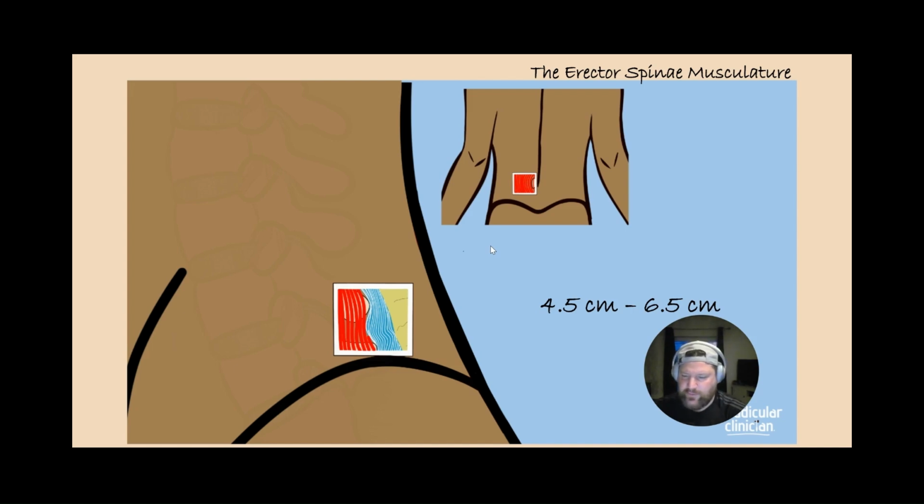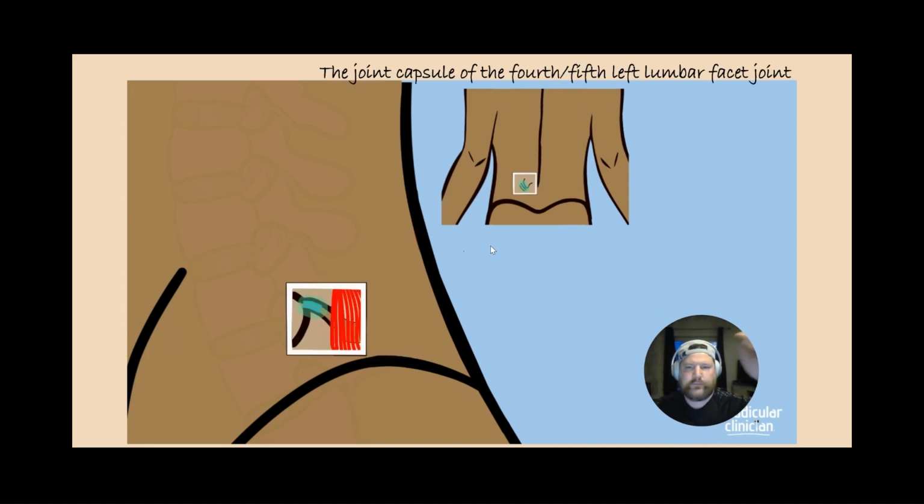So take these estimates with a pinch of salt, but it's just to give you an idea that there's already quite a lot of chunky structures before we even get to the facet joint. So then we are at the joint capsule, so I've just kind of identified that there, and then we've made it to the facet joint.